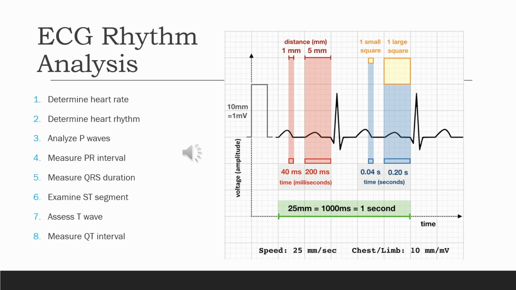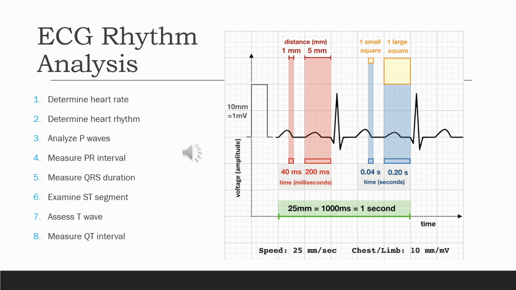So we want to check to see if all QRS complexes look the same, that they have the same morphology, meaning that they look the same, showing that they are all coming from the same focus or same electrical area.